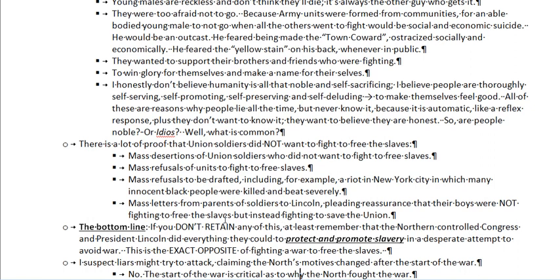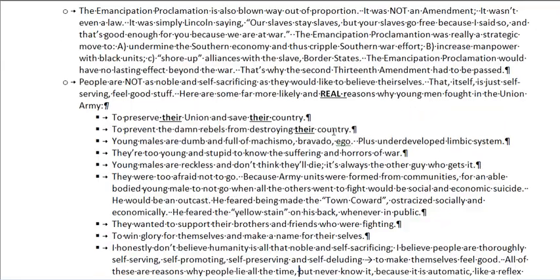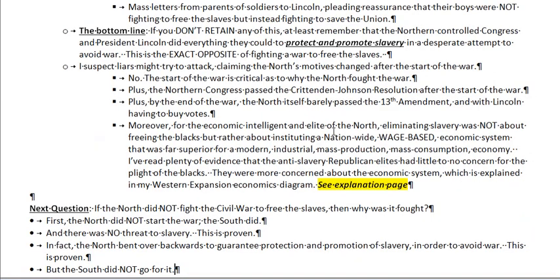Bottom line, if you don't retain any of this, I just gave you a lot of stuff, at least remember that the Northern controlled Congress, including President Lincoln, did everything they could to protect and promote slavery in a desperate attempt to avoid war. Right? That is the exact opposite of fighting a war to free the slaves.